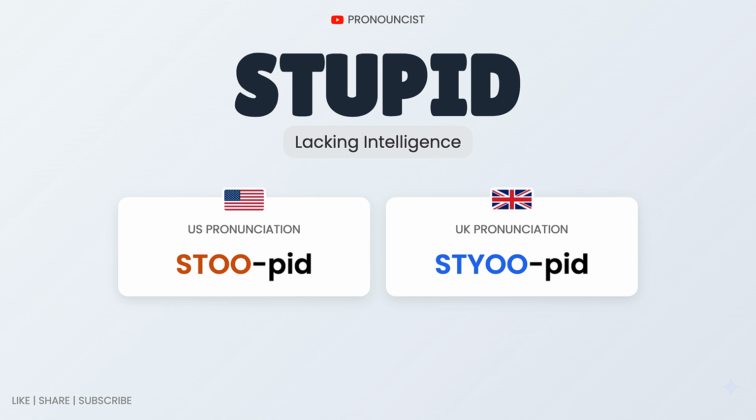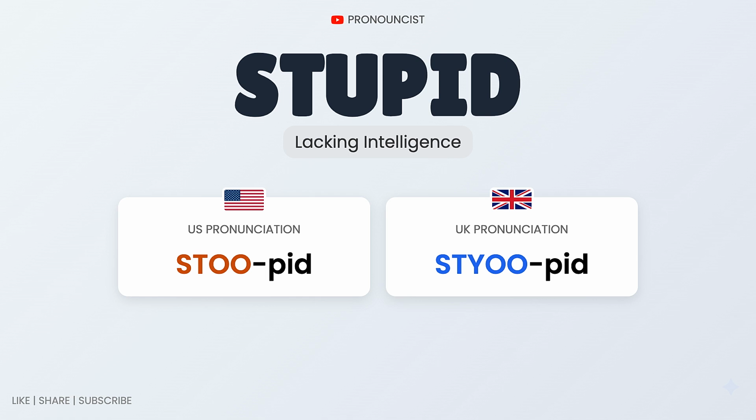Now, let's focus on British pronunciation of this word. Stupid. Now, read the syllables of British pronunciation shown on the screen naturally. Stew. Pid, stupid. Stress stew and keep pid light.